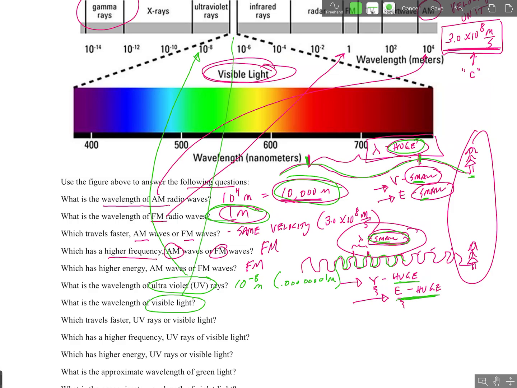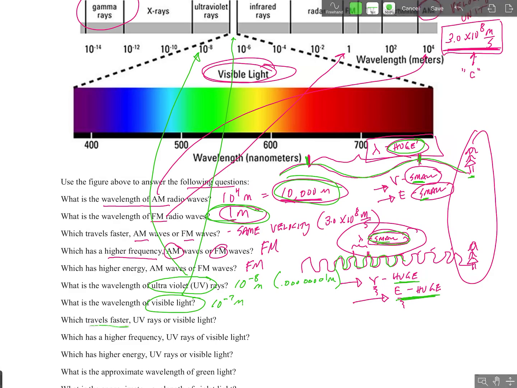Visible light is right about here. It's between 10 to the negative 6th and 10 to the negative 7th meters. 10 to the negative 8th. So we're going to call it 10 to the negative 7th meters. So it's a little bit bigger of a wavelength than ultraviolet. So let me ask you a couple of questions.